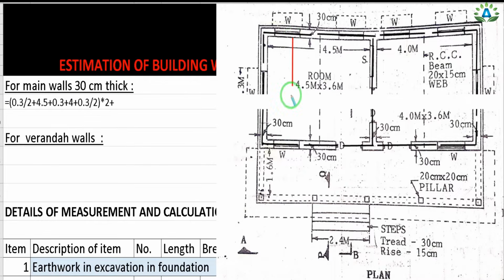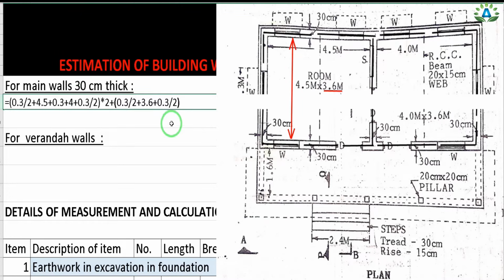So the total vertical length of this room from this side up to this side is 3.6 meter. So this small portion is 0.3 by 2 and this small portion is also 0.3 by 2. So I can add plus 0.3 by 2, plus this length 3.6, plus this length which is also 0.3 by 2, and all these 3 lengths are the same, so I can simply multiply by 3. So I will get the total center line as 29.9 meter.